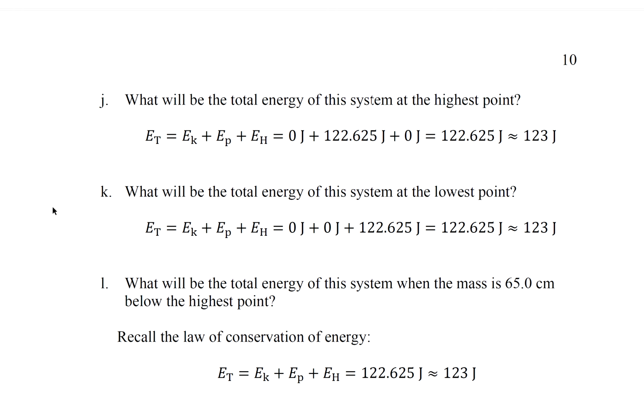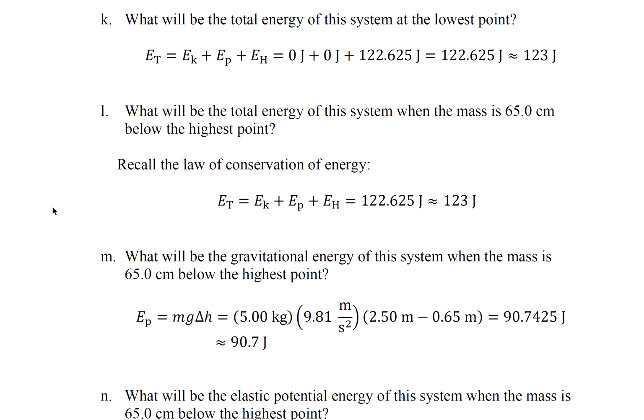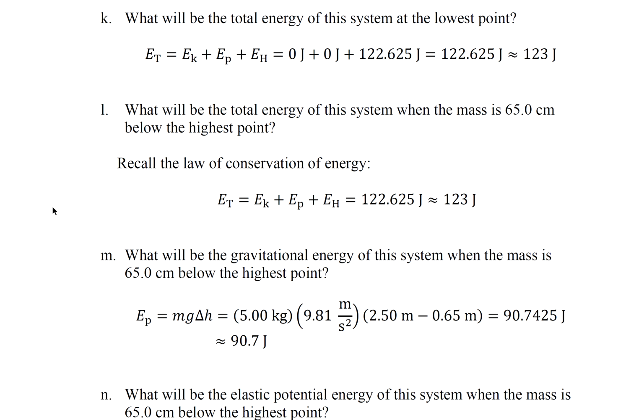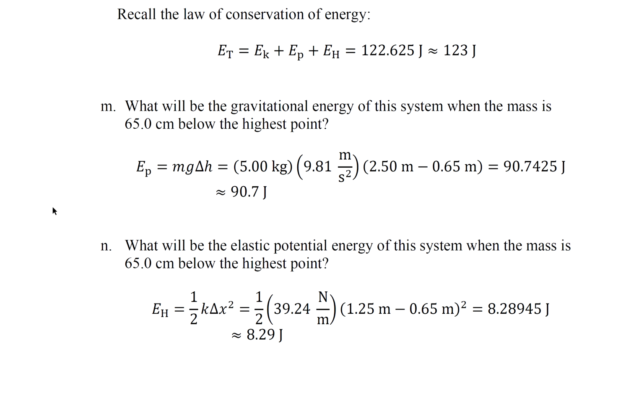What would be the total energy of the system at the highest point? 123 joules. What would be the total energy of the system at the lowest point? 123 joules. What would be the total energy of the system when the mass is 65 centimeters below the highest point? So conservation of energy is going to be 123 joules. Part M, what would be the GPE of the system when the mass is 65 centimeters below the highest point? We're going to use this equation here, mg delta H.